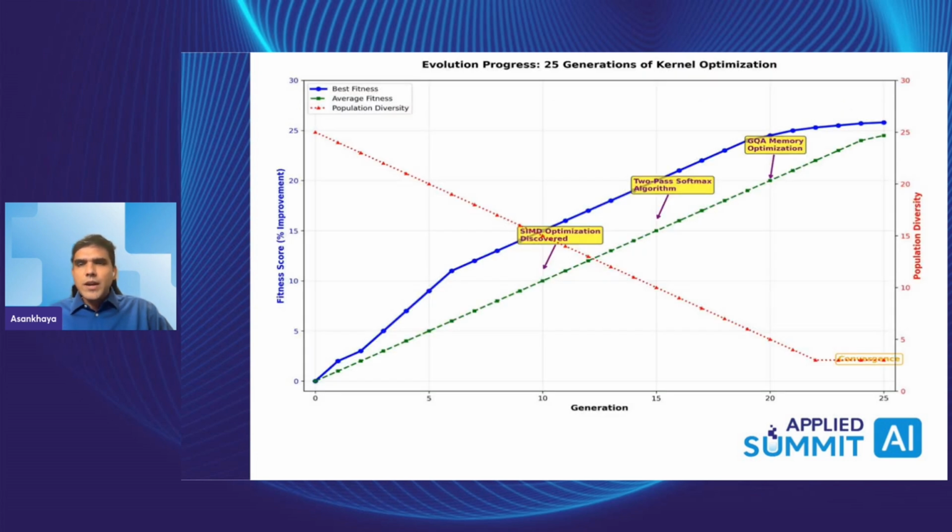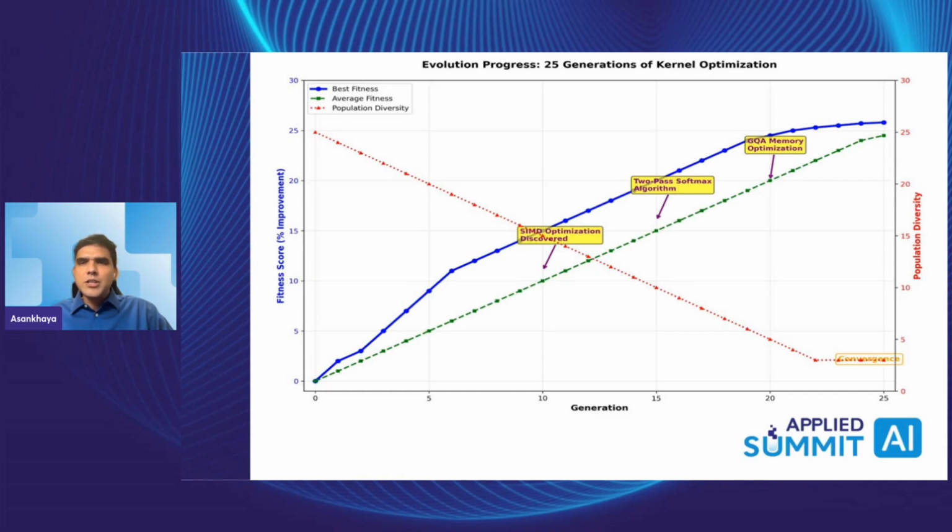And we noticed a very similar thing like we did with the circle packing example. There are certain generations after which you see some phase changes or suddenly something starts working, right? So this particular evolution went through 25 different generations of kernel optimizations, and it discovered three different optimizations. The first one was this SIMD. Second was a known two-pass softmax algorithm, so instead of a single pass, and then finally there was some memory optimization, right?